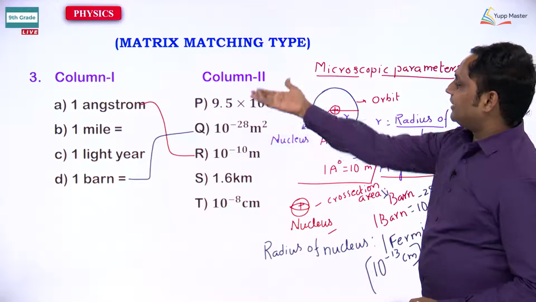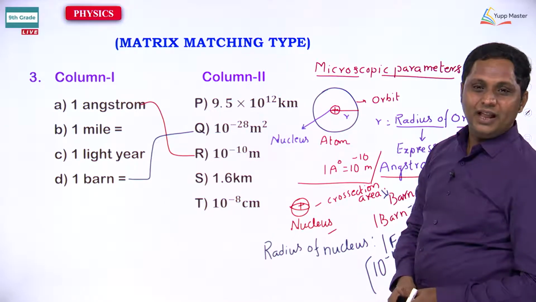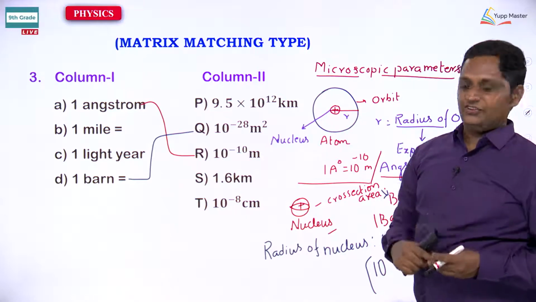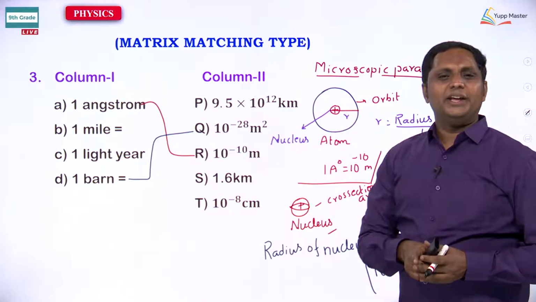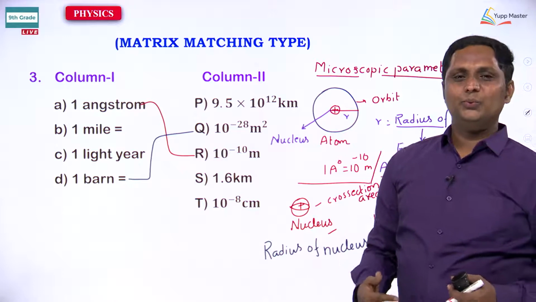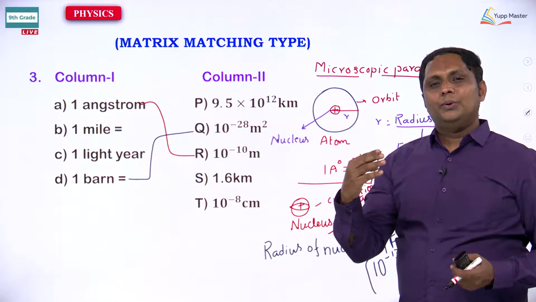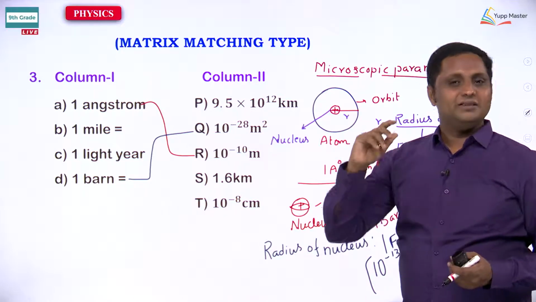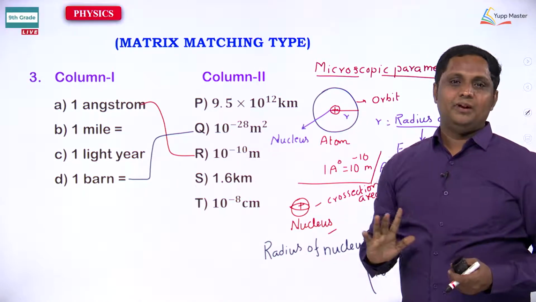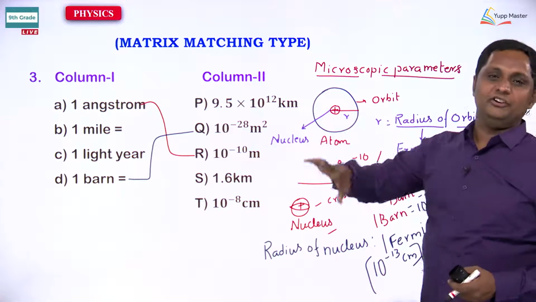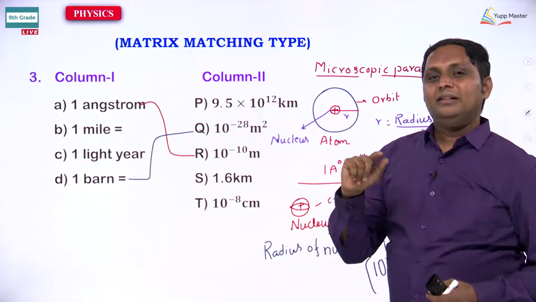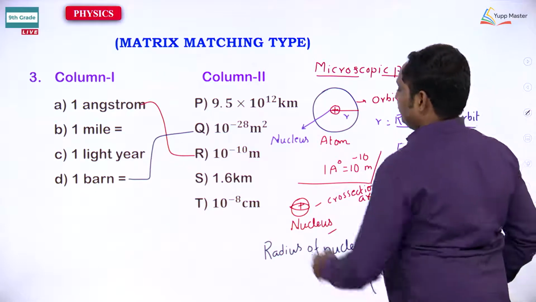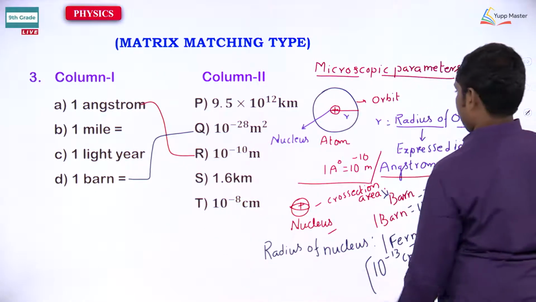We are going to take that mile, it is the unit to represent the distance. If you are going to take that, 1 mile is equal to 1609 meter. If you want to express it in kilometers, it is going to be 1.6 kilometer.